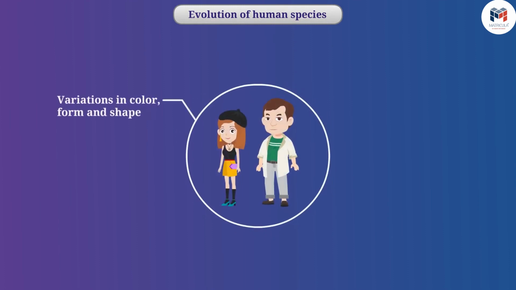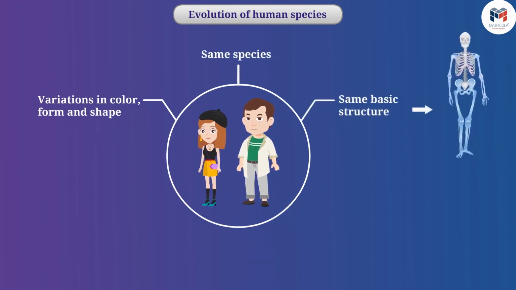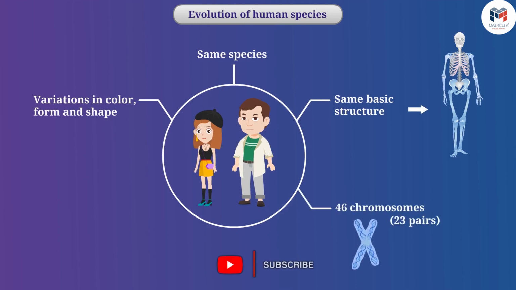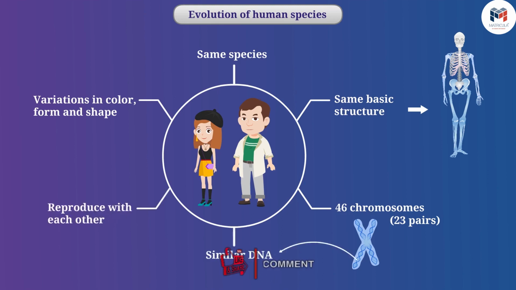There are variations in color, form, and shape of humans, but they are all members of the same species. All have the same basic structure. The number of chromosomes in all is 46, and DNA is also similar. All humans can reproduce with each other.